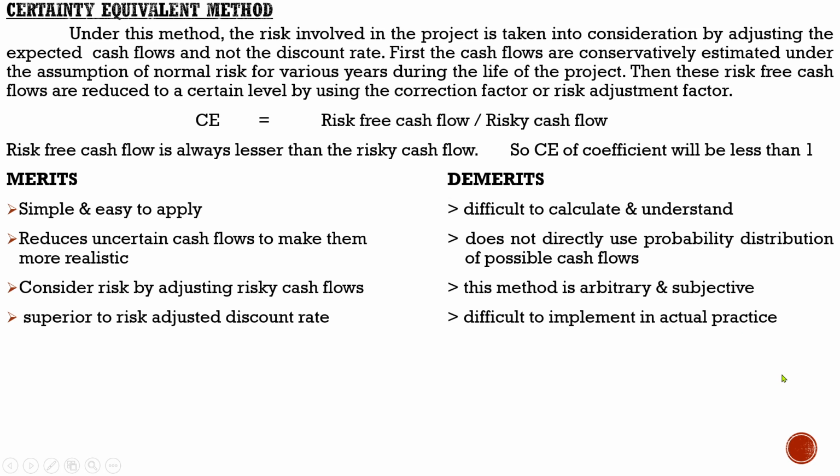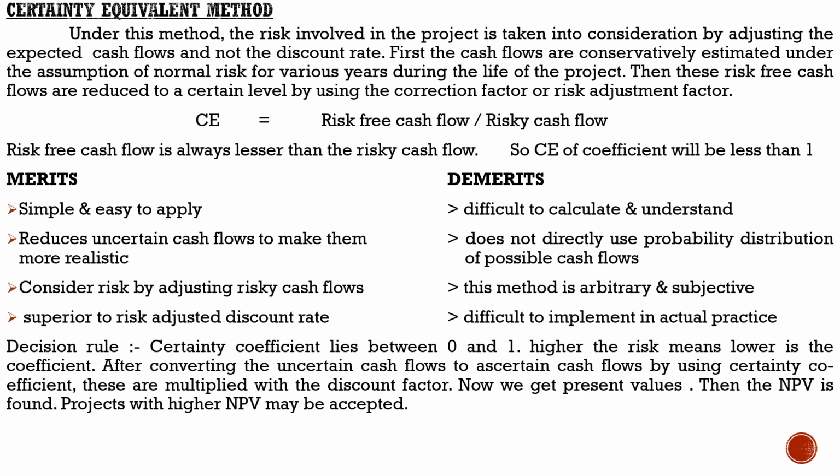This method is arbitrary and subjective, because here decision making is done by the managers and persons, so it is subject to bias. And finally, difficult to implement in actual practice. Theoretically it is very easy to set, but in the actual decision making, the organization or the top level management may find it difficult to implement practically. So let us go to the next part, decision rule.